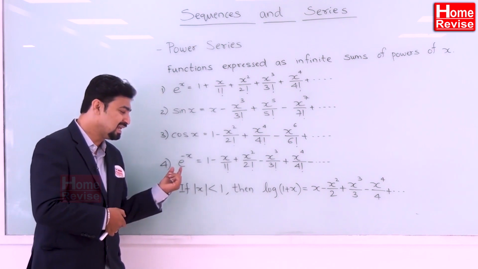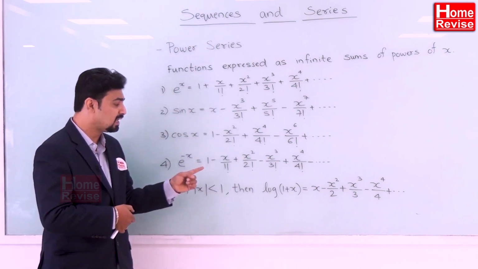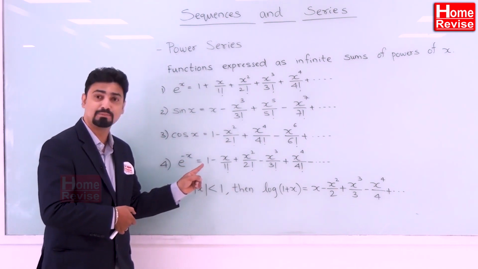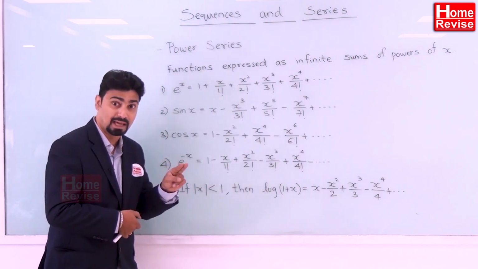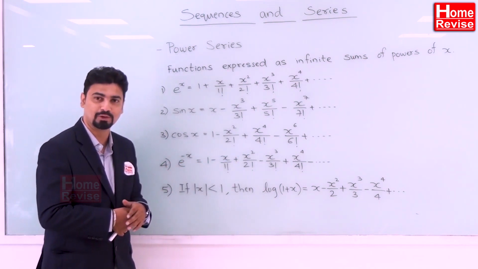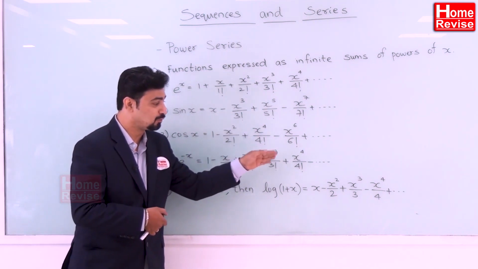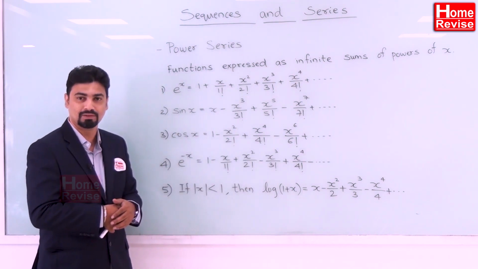Similarly, e raised to minus x can be expressed as the same series, however, we will have alternate plus and minus. So the first term is plus, then we have minus x upon 1 factorial plus x square upon 2 factorial minus x cube upon 3 factorial plus x raised to 4 upon 4 factorial minus and so on, right?